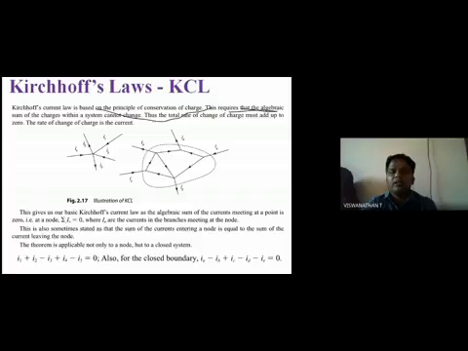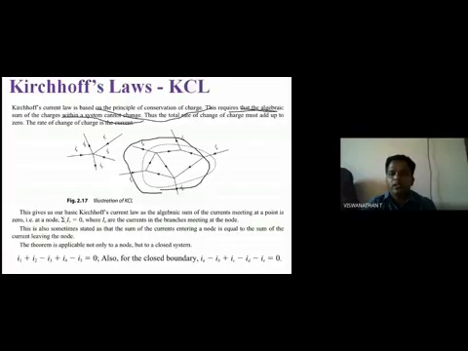Next one, KCL. KCL is Kirchhoff's current law. It is based on the principle of conservation of charge. The algebraic sum of current within the system cannot be changed. That is the first point. The current is changed with respect to charges, so they are also changed. We are considering a point, any point. The algebraic sum of the currents meeting at a point, node or junction is 0.